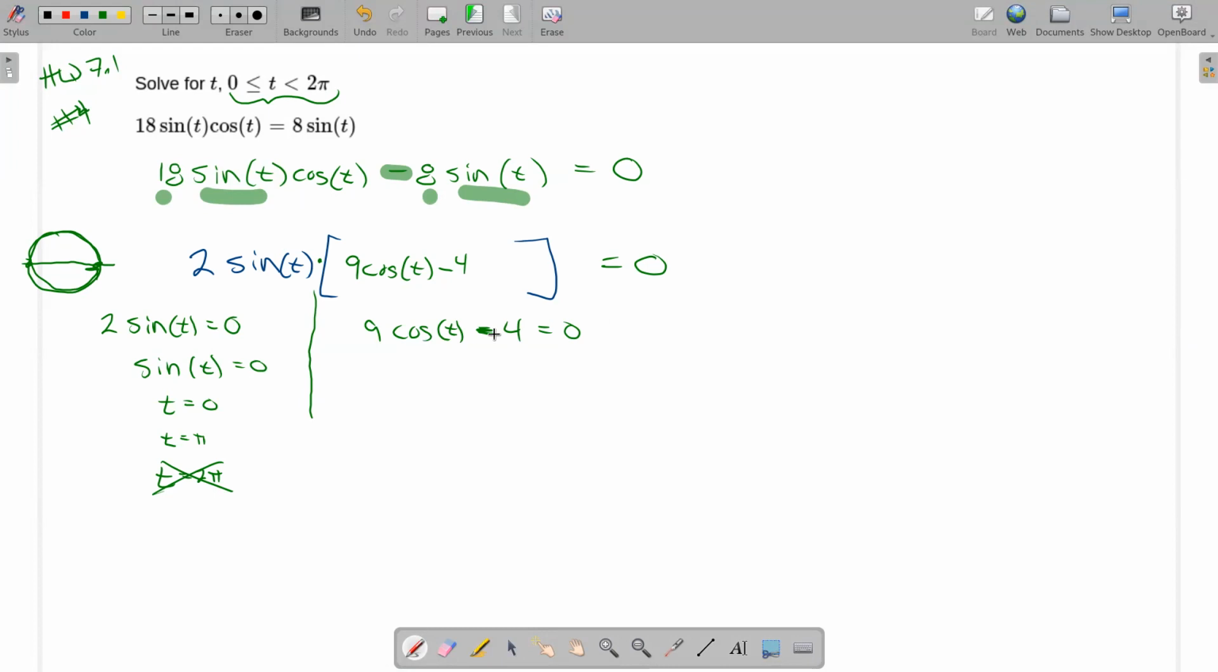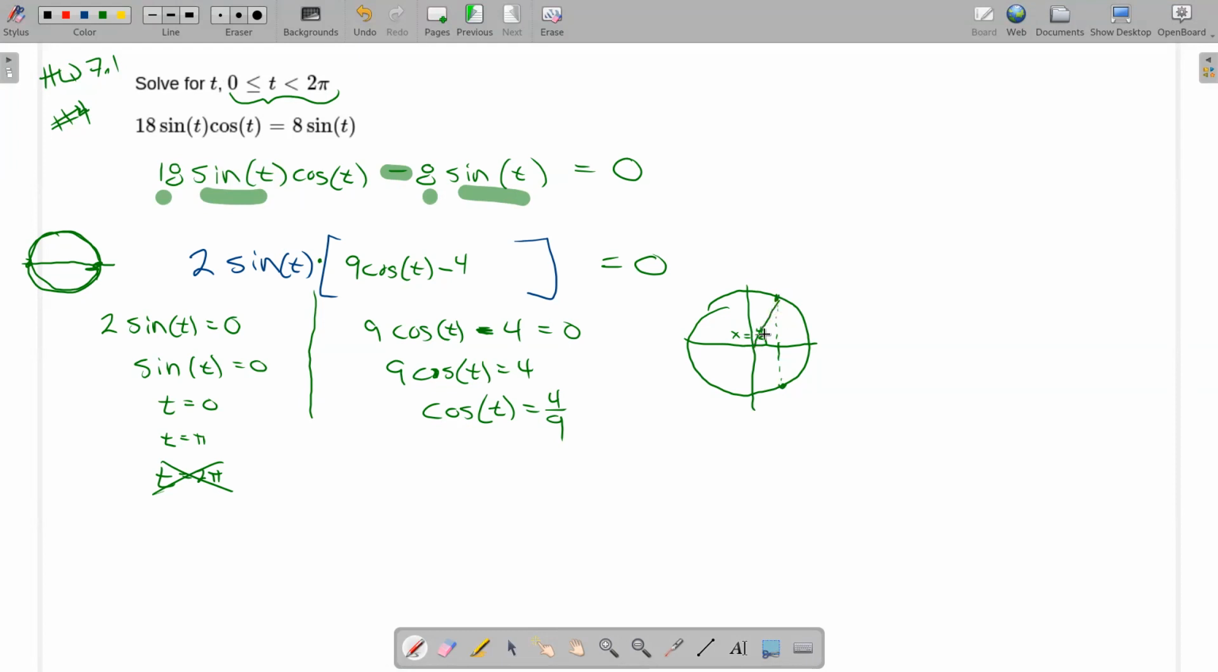All right, let's try this one. Add the 4 to the other side. Divide by 9. All right, thinking about the unit circle here. Cosine is an x value on the unit circle. So 4/9 is just under a half. So that would be about here. So x equals 4/9, that gives me this point up here, or this point down there.